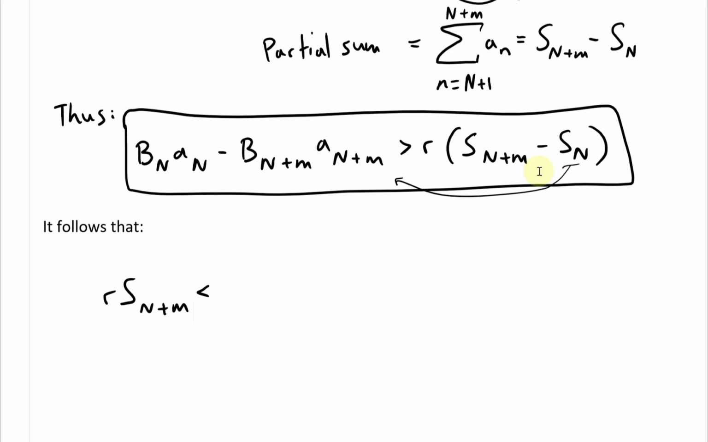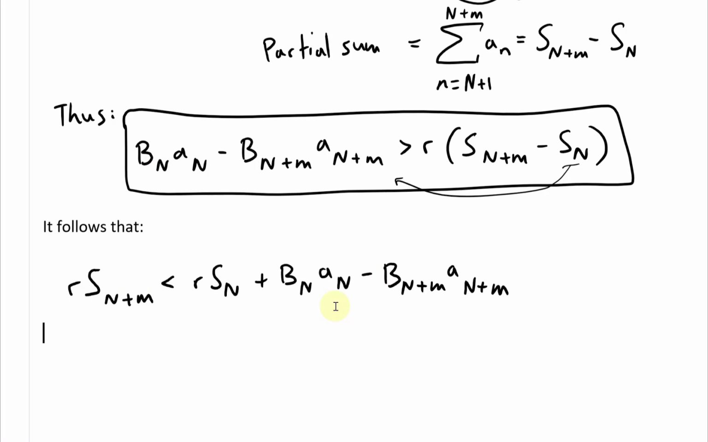is going to be less than, because this is just the other side. So this left side is greater than this side. In other words, this is less than this. So just write it over there. And now we're going to get r, because now the negative becomes positive on this side. So r S_N, and then we have plus b_N a_N, and then minus right here is going to be b_{N+m} a_{N+m}.